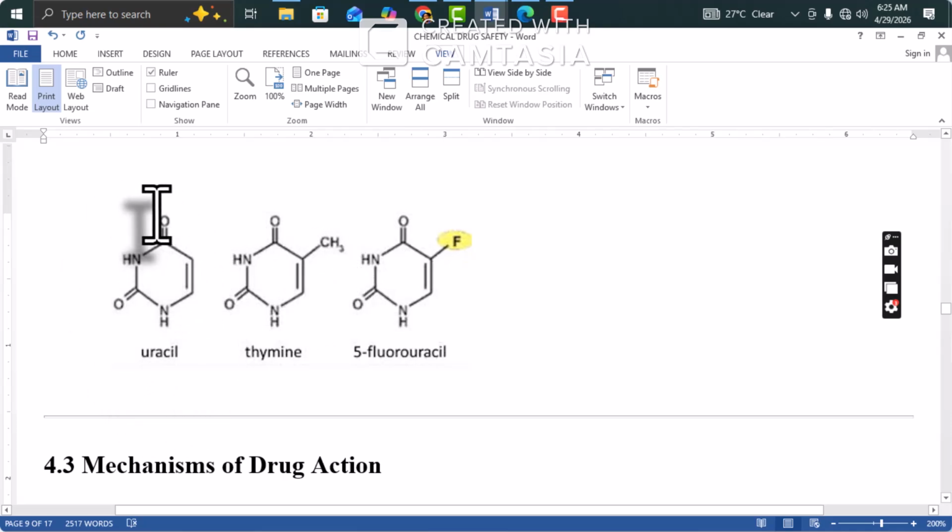But to improve it, we can simply add fluorine to it, and this makes it 5-fluorouracil. So just by adding this fluorine, it improves its anti-cancer activity. So the anti-cancer activity of 5-fluorouracil is superior to that of uracil.